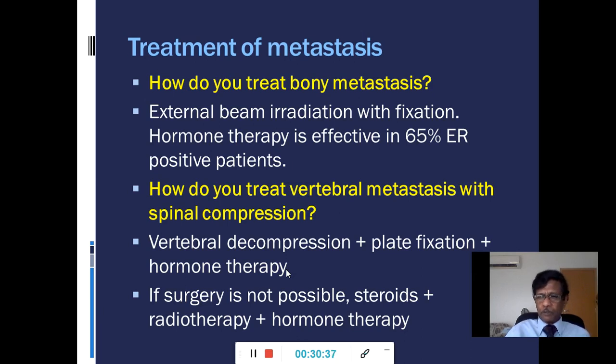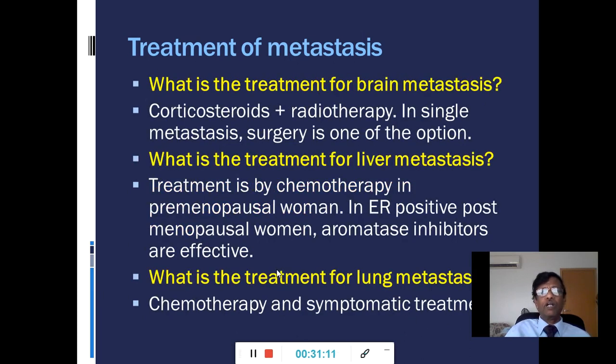If surgery is not possible in these patients, where you cannot do vertebral decompression and plate fixation because of old age or other problems, because already this patient is an advanced carcinoma patient, under those circumstances we may have to give steroids so that the local edema effect will be less. So steroids plus radiotherapy plus hormone therapy also can be given, to give at least symptomatic relief. What is the treatment for a brain metastasis?